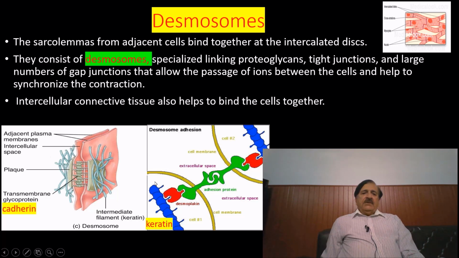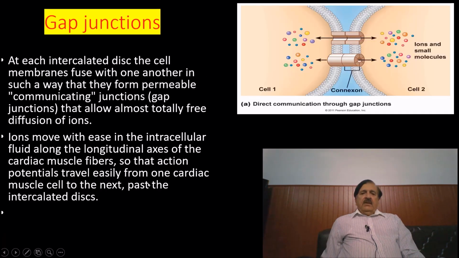Intracellular connective tissue also helps to bind the cells together. These are the intracellular tissue. Gap junction: at each intercalated disc, the cell membranes fuse with one another in such a way that they form permeable communication junctions, which are called gap junctions, that allow almost totally free diffusion of ions. You can see that these are the gap junctions. They have no gates and they allow ions from one cell to the other cell freely.